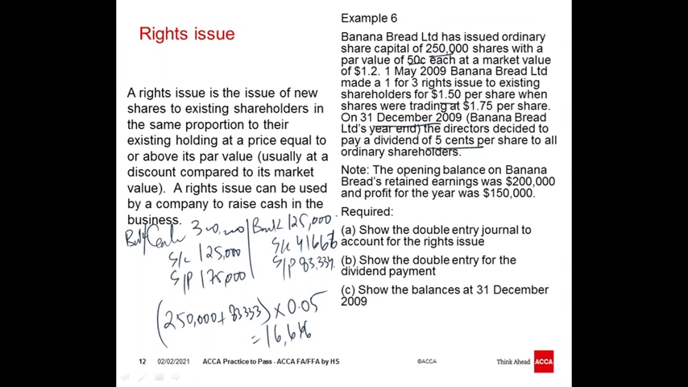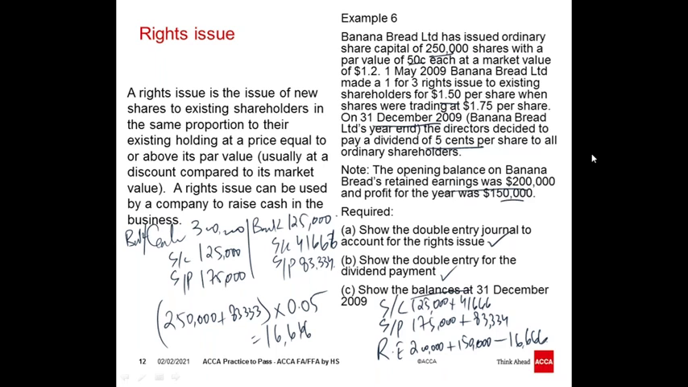The opening balance of Banana Bread's retained earnings is 2 lakh and the profit for the year is 1,50,000. So how is the double entry? This is what we have done already. For the dividend payments, retained earnings debit, dividend payable credit, and show it in the balance sheet. Now we are working on the balance sheet: share capital, share premium and retained earnings. Initially, we had issued share capital of 1,25,000. Then we have to add 41,666 to it. Share premium was issued at 1,75,000. Then we have added 83,333 to the share premium. For the retained earnings, the opening balance is 2 lakhs, the profit for the year is 1,50,000, and out of that we have paid a dividend of 16,666. So this is the whole working for this question.